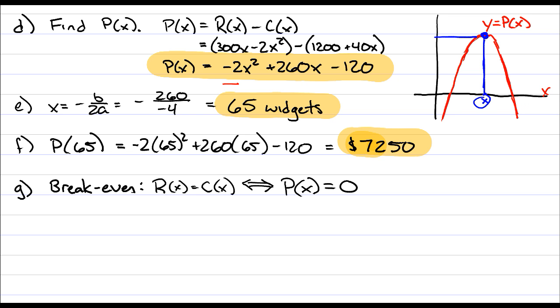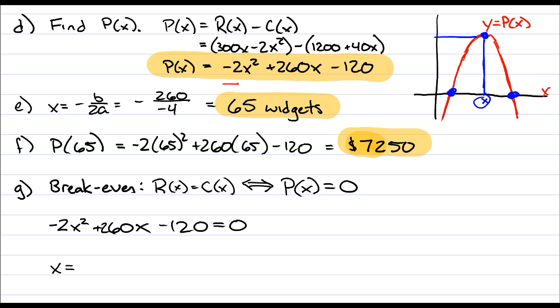So I want to calculate the points where WIDGCO breaks even. Well, if you look at the picture here, you can see that the profit is zero right at these x-intercepts. So I'm going to have 2 points where we break even, and I want to find both of those. Since I'm finding the x-intercepts of a parabola, I'm going to have to use the quadratic formula. In essence, what I'm doing is solving the following equation: minus 2x squared plus 260x minus 120, so that's the profit, and I want to set that equal to 0. Okay, so I do that using the quadratic formula.